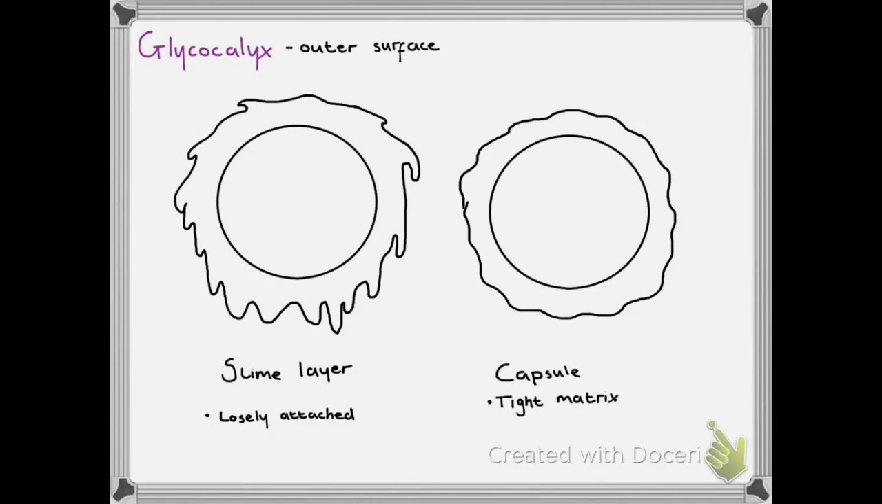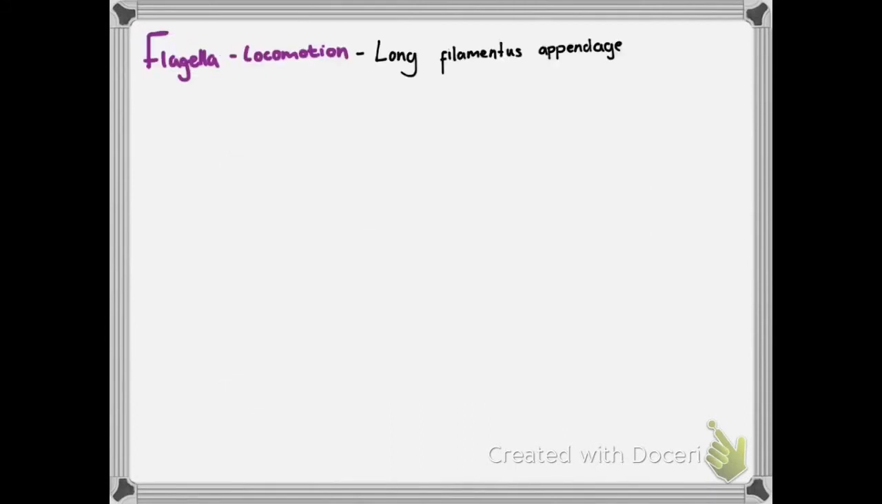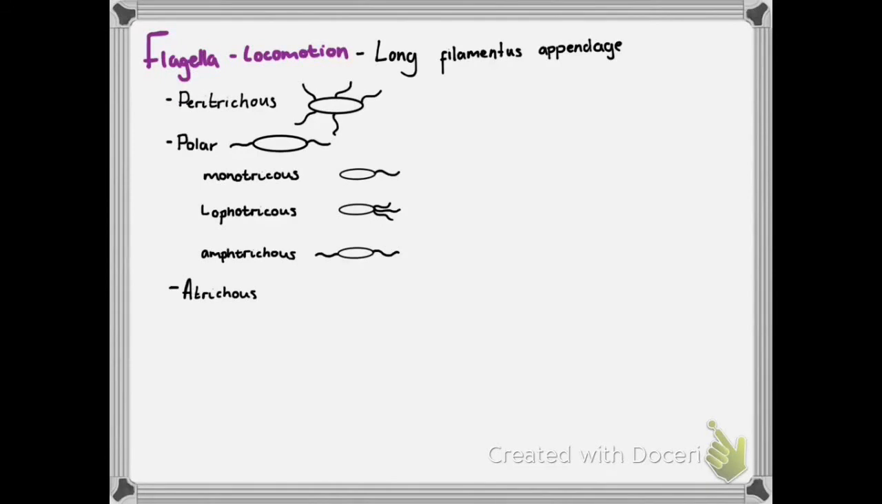You can either have a slime layer, which is loosely attached to the cell, or you can have a capsule, which is a tight matrix attached to the cell wall. Both of these allow for it to grow on surfaces and offer some protection. Next up we have the flagella, which is a long filamentous appendage which aids in locomotion, which is movement.